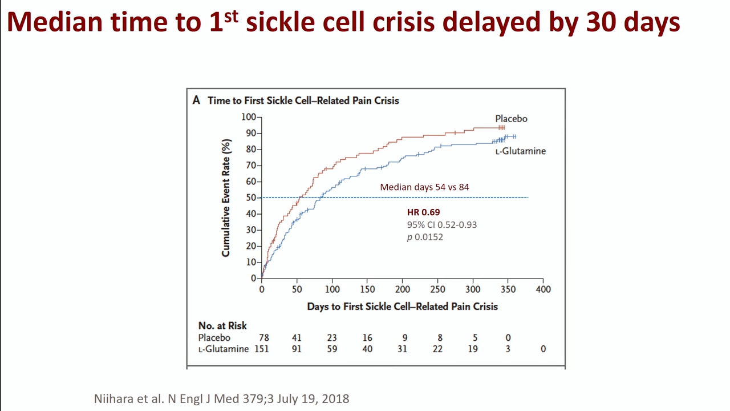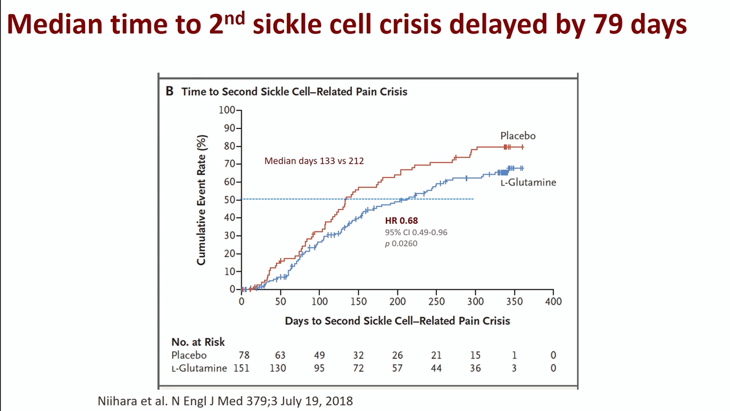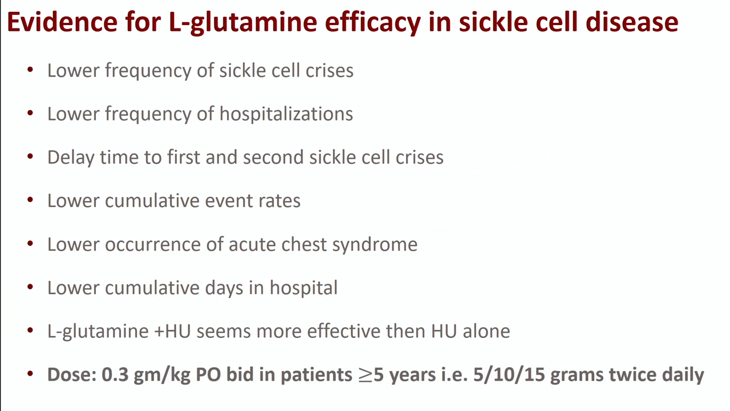They also looked secondarily at the time to first sickle cell crisis, and it was delayed by 30 days in people receiving L-glutamine versus placebo. The time to second crisis was delayed by almost 80 days for people on the treatment arm versus placebo.